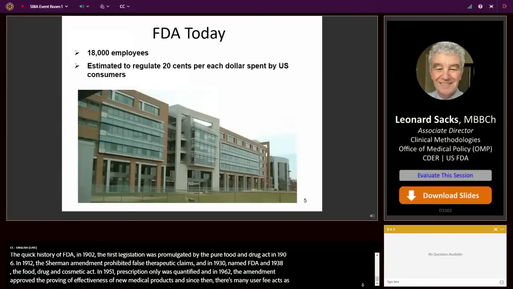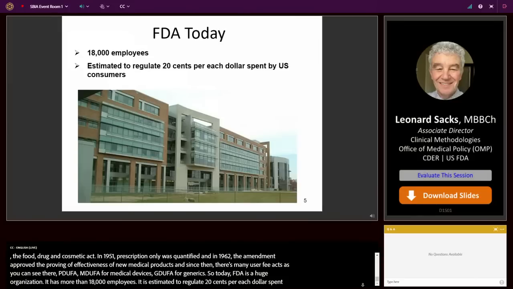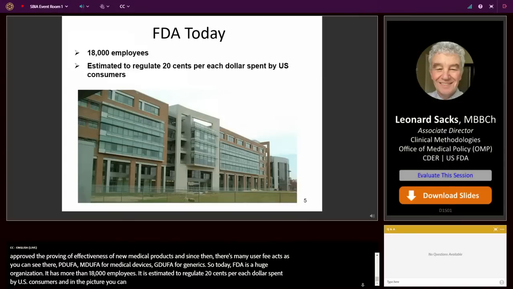Today, FDA is a huge organization. It has more than 18,000 employees, and it's estimated to regulate 20 cents per each dollar spent by US consumers. And in the picture, you can see our premises at White Oak, Silver Spring.